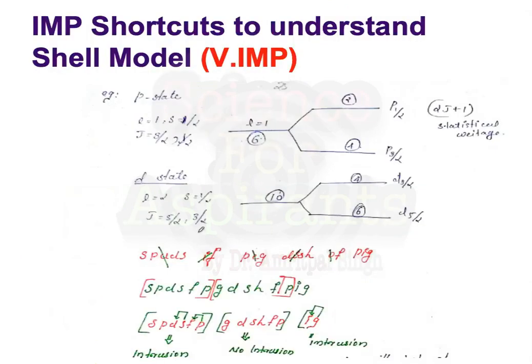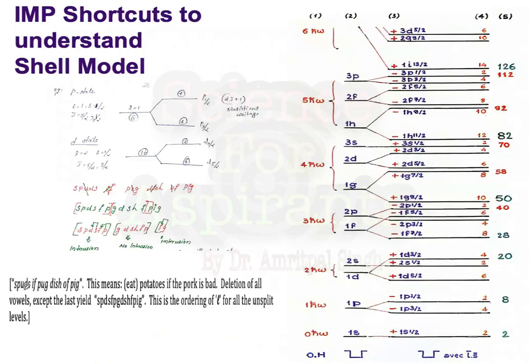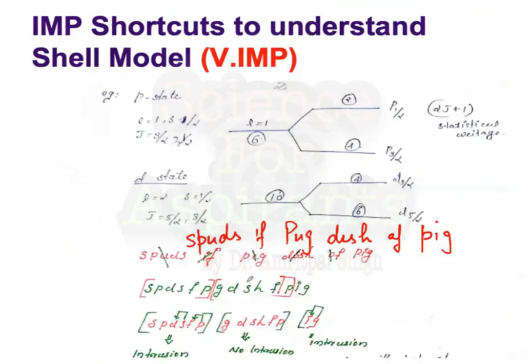That is: Spuds if pug dish of pig. I repeat again. You can write this statement: Spuds if pug dish of pig. What does it mean? It means eat potatoes if the pork is bad. It's better, if you are thinking that it is smelly, to eat it at a cheaper price, or you can just remember this statement, and then you can remove all the vowels present within it.